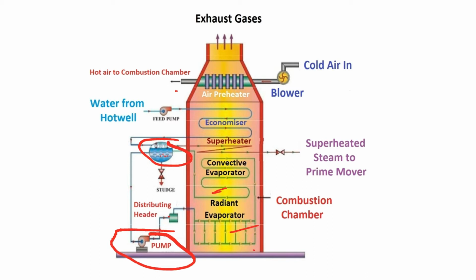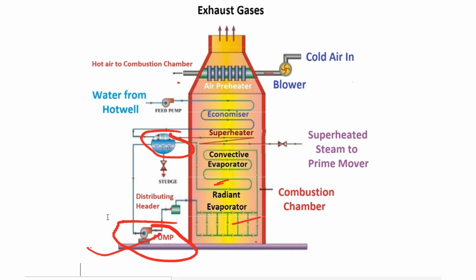The large quantity of water circulated, 10 times the evaporation, prevents the tubes from being overheated. The centrifugal pump delivers the feed water to the headers at a pressure of 2.5 bar above the drum pressure. The distribution header distributes the water through the nozzles into the evaporator.